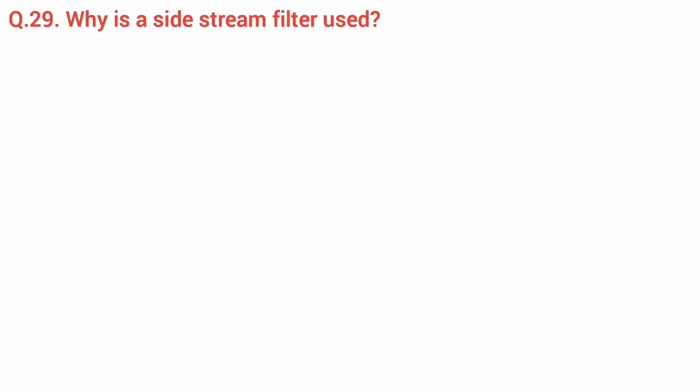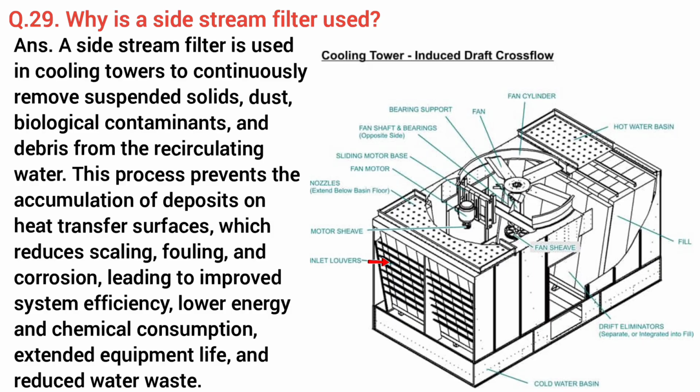Why is a side stream filter used? A side stream filter is used in cooling towers to continuously remove suspended solids, dust, biological contaminants, and debris from the recirculating water. This process prevents the accumulation of deposits on heat transfer surfaces, which reduces scaling, fouling, and corrosion, leading to improved system efficiency, lower energy and chemical consumption, extended equipment life, and reduced water waste.